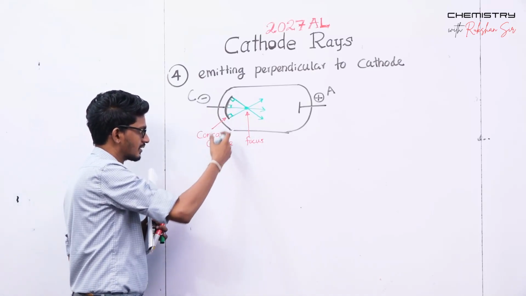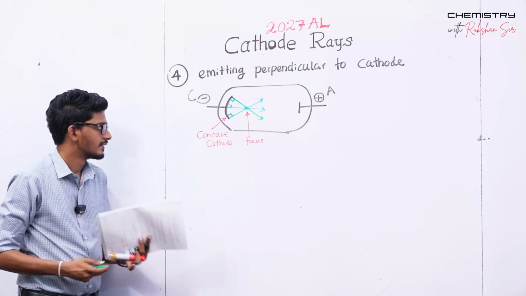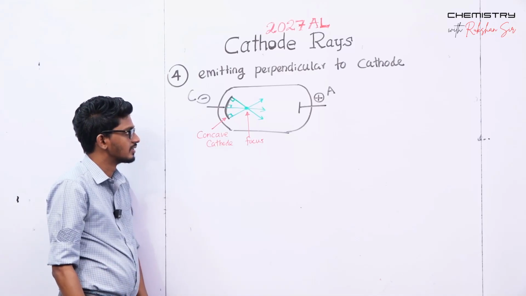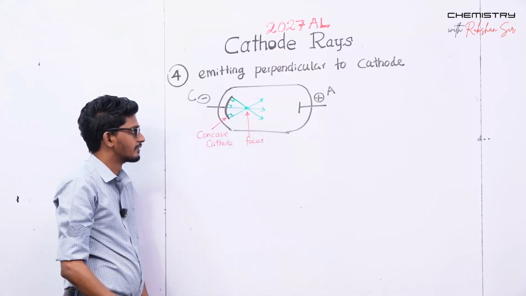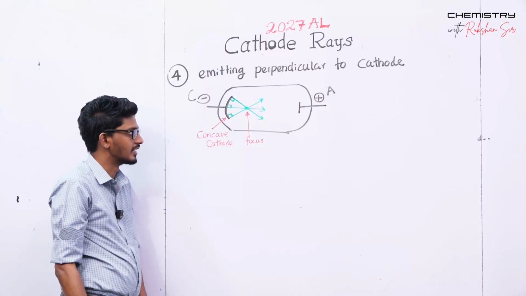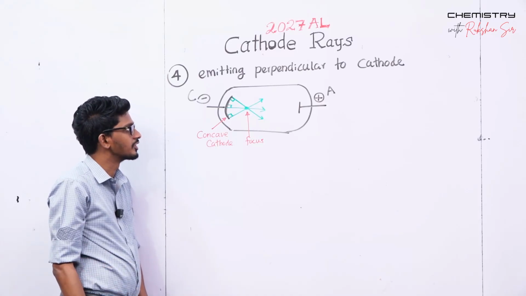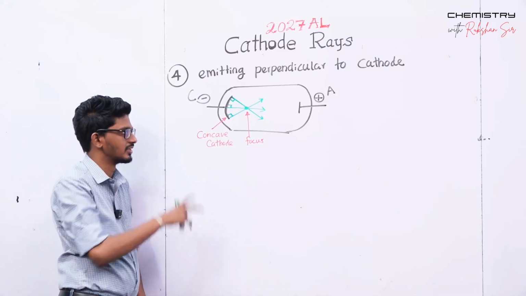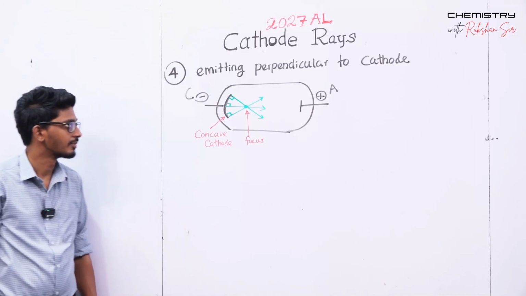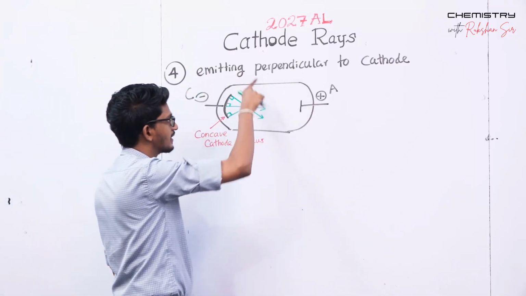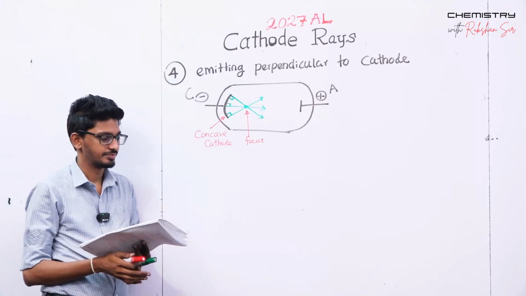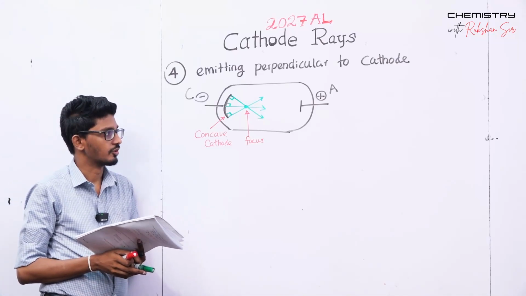This concept comes up with light even, as light rays emitting perpendicular to the mirror travel through the focus. That idea is applied here as well. So cathode rays are generated perpendicular to the cathode. This is the experiment setup that proved that idea. No need of knowing the setup, that won't be asked, but you should know this point: cathode rays emit perpendicular to the cathode. That is the fourth idea.